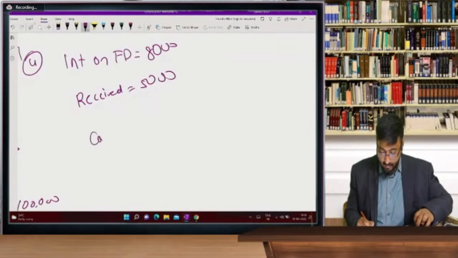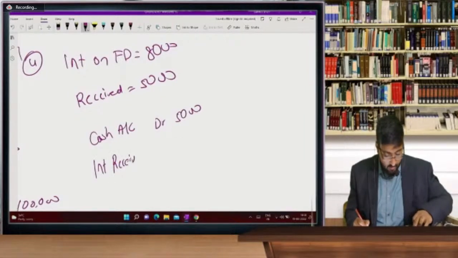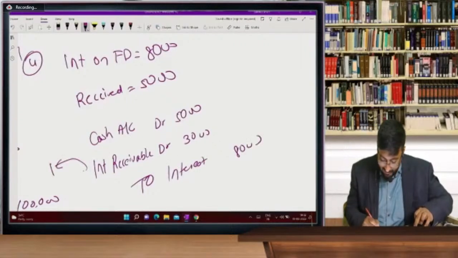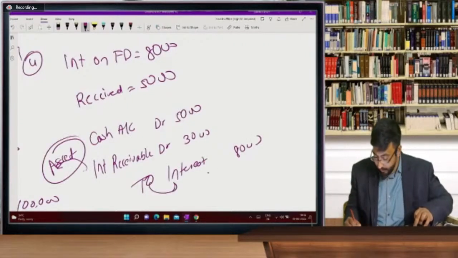Correct entry. Cash account debit 5,000. Interest receivable account debit 3,000 to interest income. So this is asset side and interest on the income side, P and L.